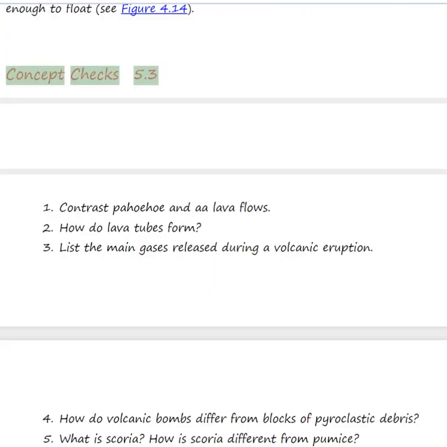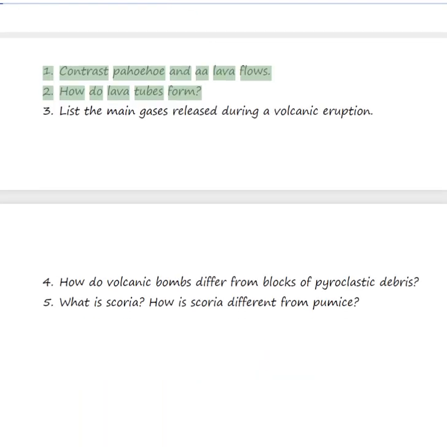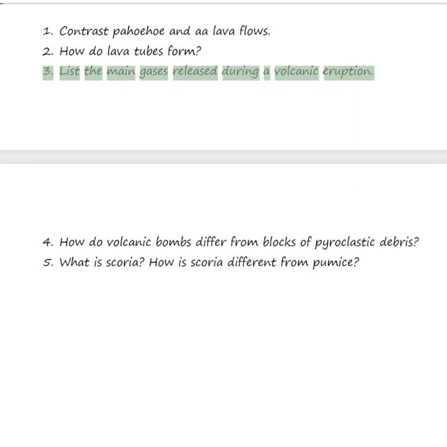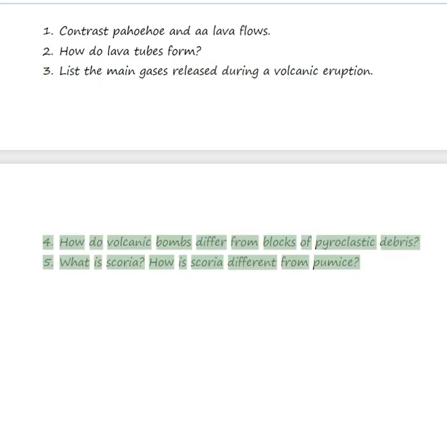Concept checks 5.3. 1. Contrast pahoehoe and aa lava flows. 2. How do lava tubes form? 3. List the main gases released during a volcanic eruption. 4. How do volcanic bombs differ from blocks of pyroclastic debris? 5. What is scoria? How is scoria different from pumice?